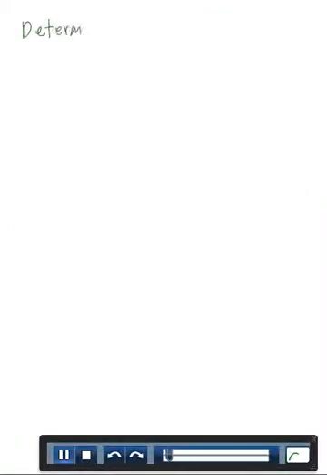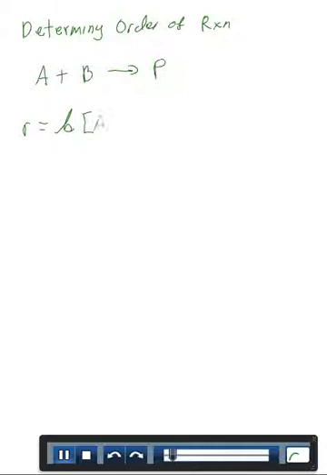Determining the order of a reaction. Say we have a reaction A plus B giving products. And so we know that the rate can be expressed as a rate constant times the concentration of A to some power times the concentration of B raised to some power. We do not know what a and b are, and generally, we have to find these through experiment.